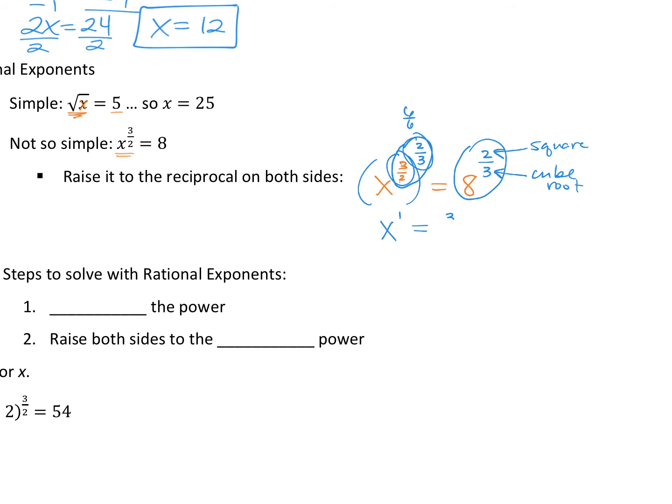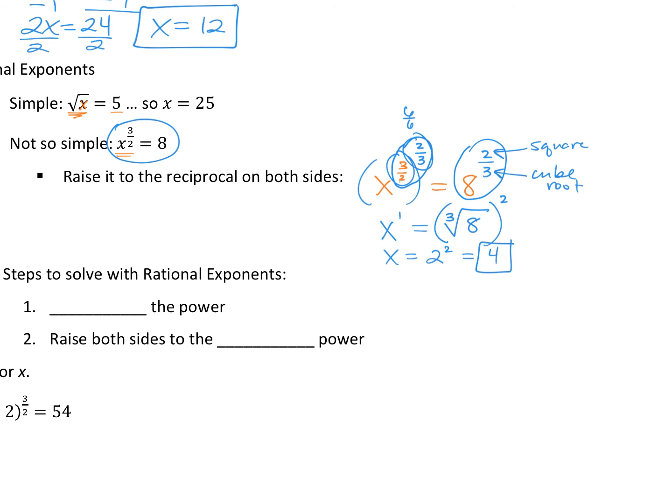So I'm going to cube root 8, and then I'm going to take that and square it. So x will be, the cube root of 8 is 2, so 2 squared is 4. So that means x equals 4, right? 4 to the 3/2 power is 8, okay?